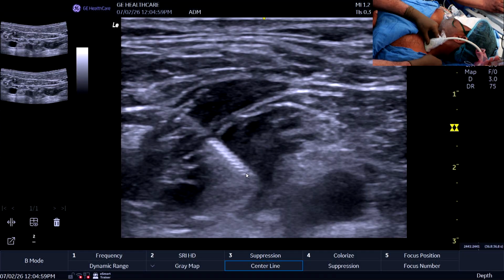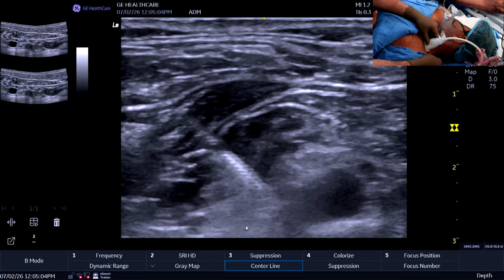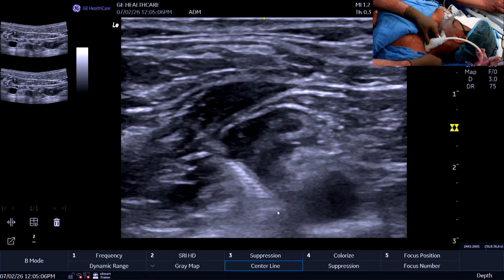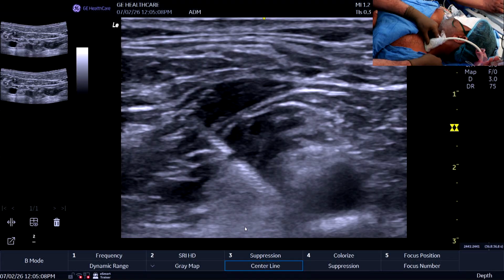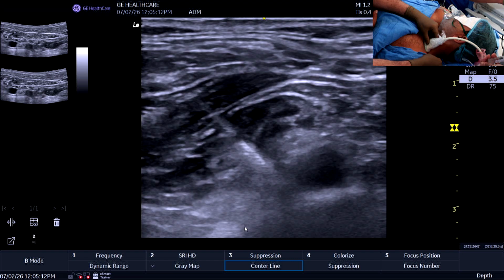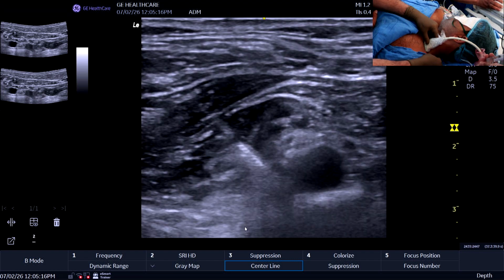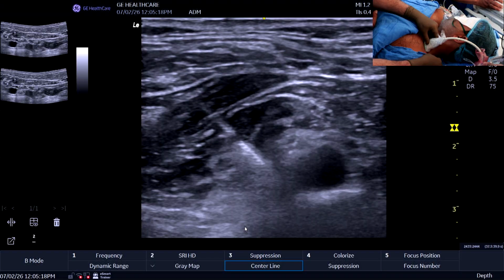Now I am proceeding, I have got a space here, so I am proceeding through this space towards the corner pocket here. I have to be very cautious. Can you increase the depth a bit? Yeah. So this is the corner pocket. The tip is very close to the corner pocket. I will request her to inject a small volume.